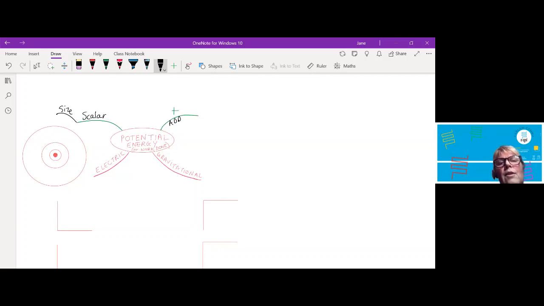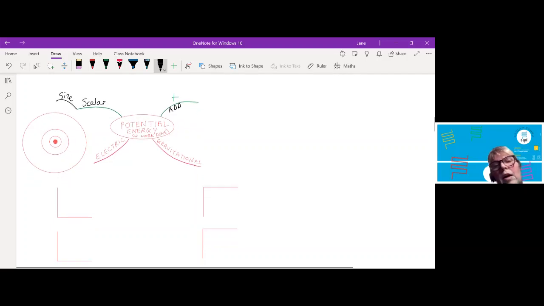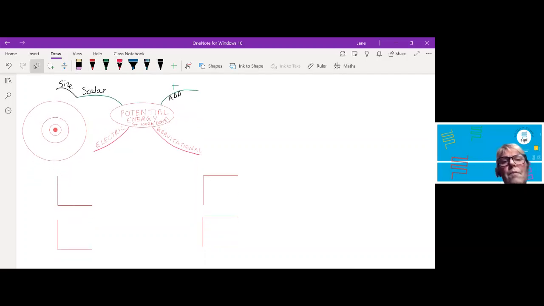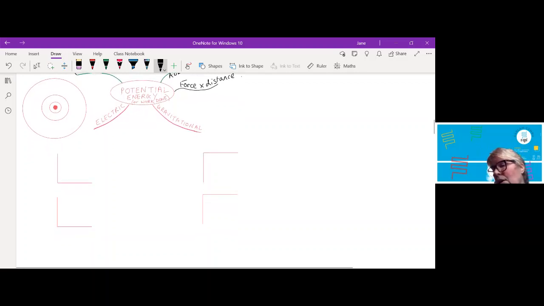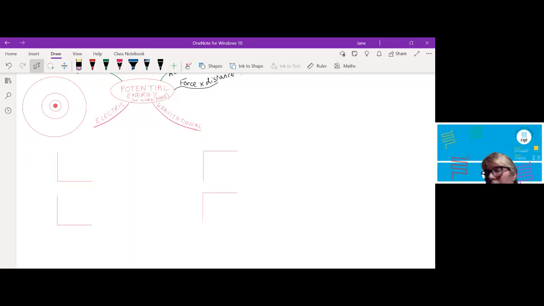Now, potential energy, how is that different to potential? Well, potential energy is work done. It's the force times the distance. We're going to look at it in terms of the electric and the gravitational potential energy.